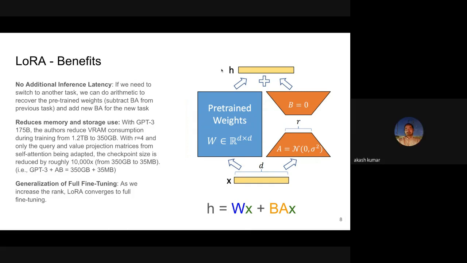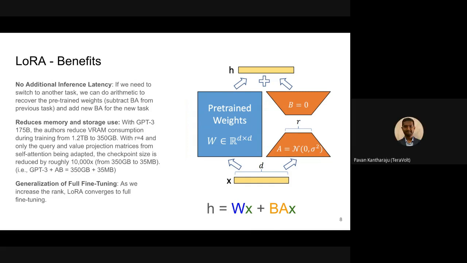What is full fine tuning here? Meaning if you were to not have LoRA and you were to just fine tune the model without LoRA in it. Okay, but if we increase the rank and we keep both the pre-trained weights and the A and B matrices, then with twice the amount of weights, it converges to full fine tuning.